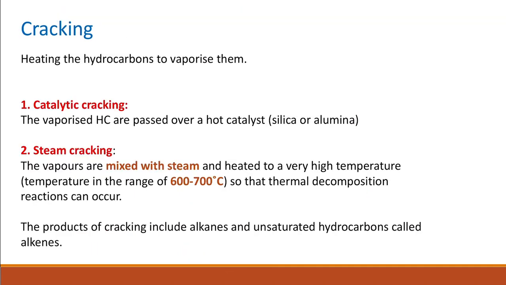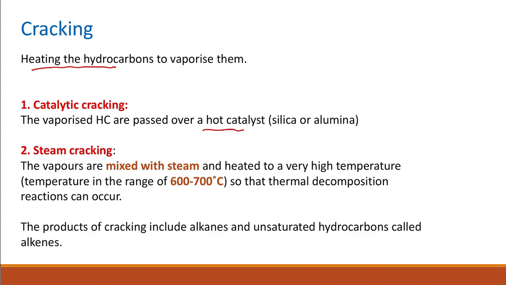Most of the fractions that are obtained from the fractional distillation of crude oil are the long chain hydrocarbons, which are less useful than the shorter chain hydrocarbons, which are used as fuel. So we need to do cracking, where cracking is breaking down of the long chain hydrocarbons to give shorter chain hydrocarbons. To achieve cracking, you need to heat the long chain hydrocarbons to vaporize them. And then the vaporized hydrocarbons are either passed over a hot catalyst like silica or alumina, where there is a catalytic cracking where the long chain hydrocarbon will break down to give shorter chain hydrocarbon and an alkene.